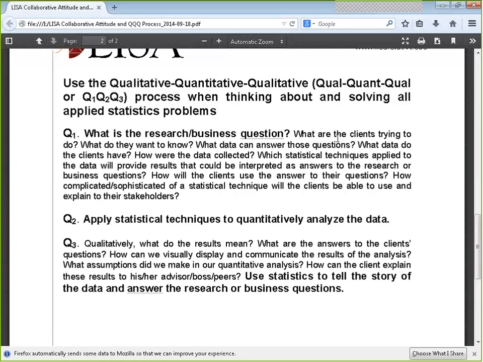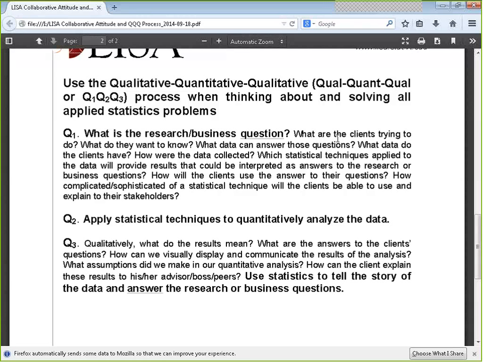How complicated or sophisticated of a statistical technique will the clients be able to use and explain to their stakeholders? So what will they be able to explain to their advisor, their peers, their boss, that kind of thing? These are all qualitative questions that you should answer first. Once you have a really good understanding of what the research or business question is, how the answers will be used, and how the data were collected, what they are, then you can translate that into statistics. The second Q, Q2, is quantitative. This is applying statistical techniques to quantitatively analyze your data. And this is what you learn in most of your other courses, this Q2 part.